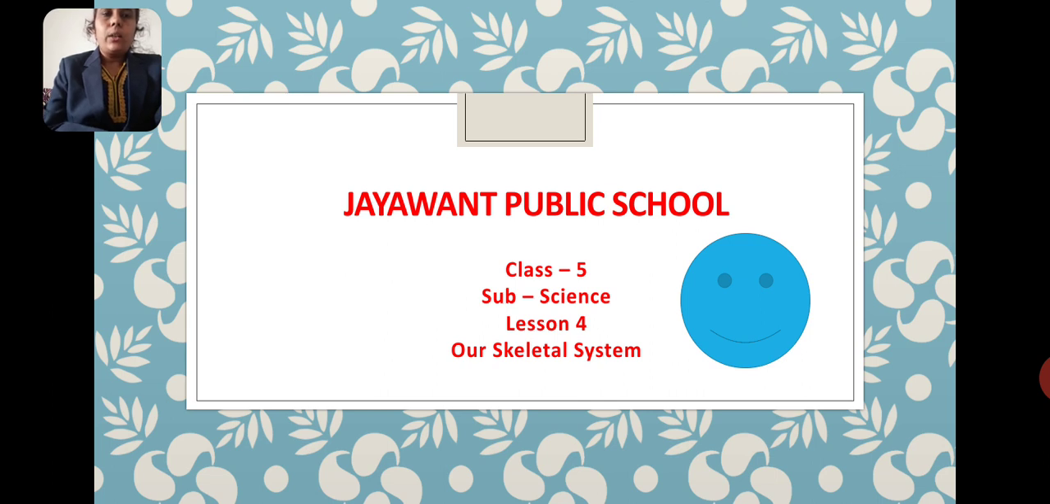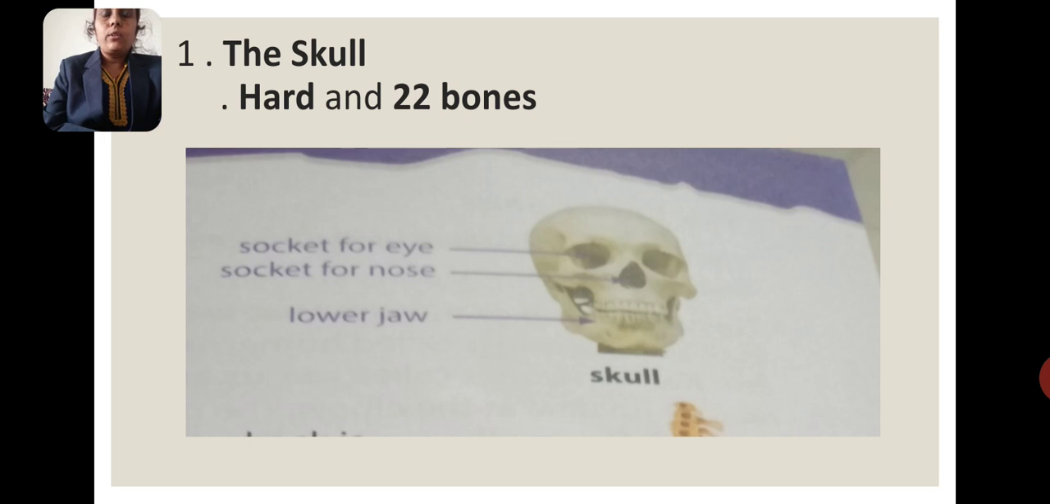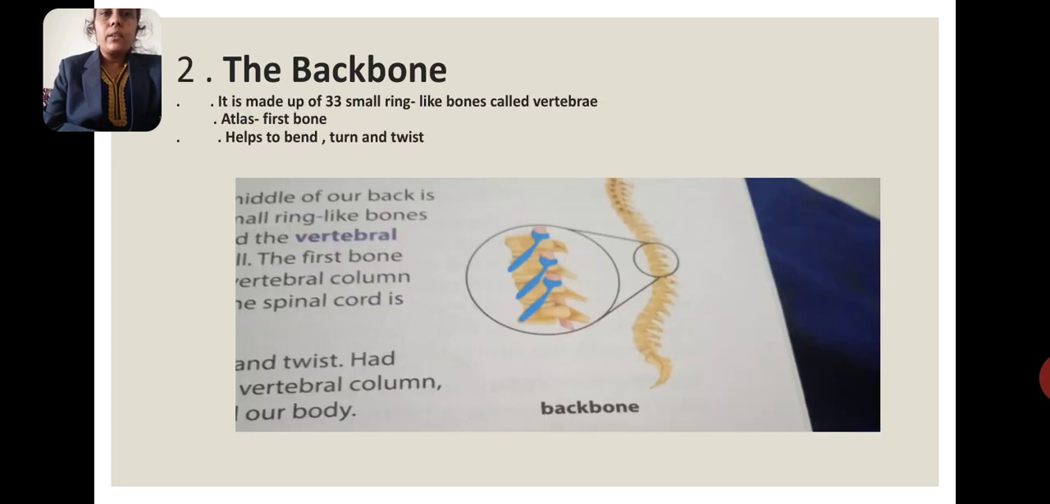So, till now we have discussed what the skeletal system is, how many bones there are in an adult and in a child or baby, and how it consists of different parts like the skull, and how many bones it has. After the skull, we discussed the backbone, how it is made, how many rings there are, and what kind of bones there are.